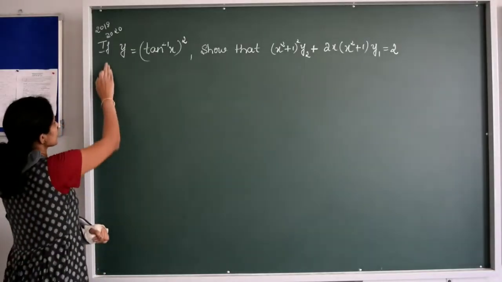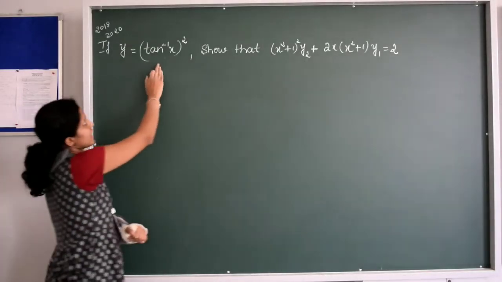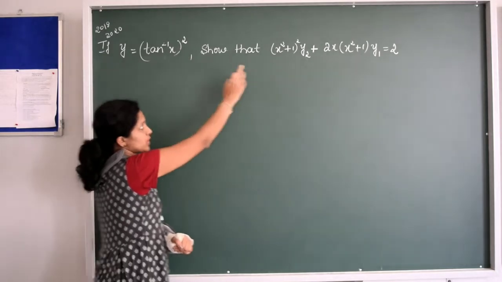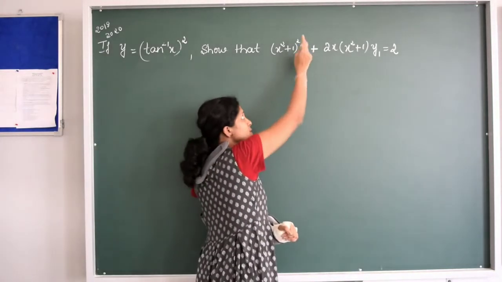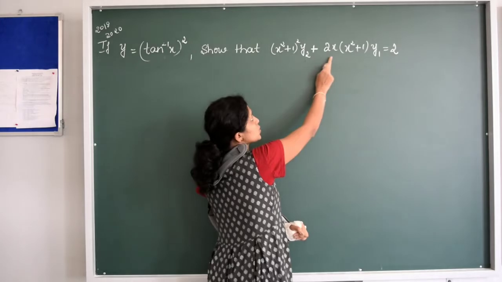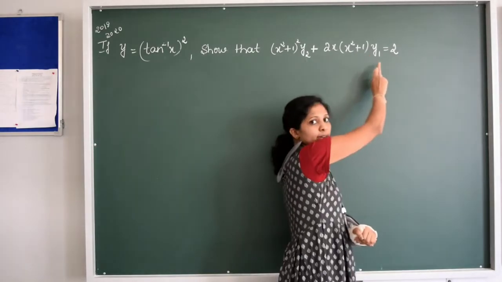So the next one, it is given that if y is equal to tan inverse x whole square, you have to show that x square plus 1 whole square into y2 plus 2x into x square plus 1 into y1 is equal to 2.